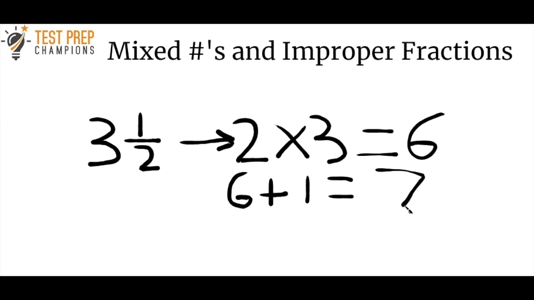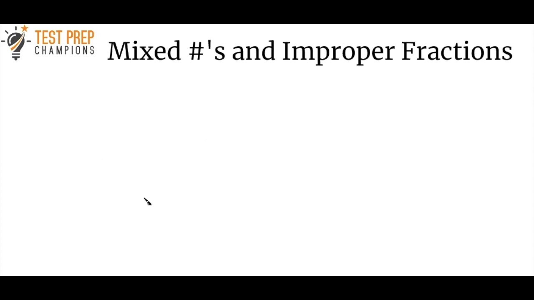The last thing that we do is take that 7 and write it over the original denominator. The original denominator in our mixed number was 2. So we take that 7 and write it over 2. So 3 1/2 is equal to 7 over 2 as an improper fraction. Let me show you another example of how to do this.